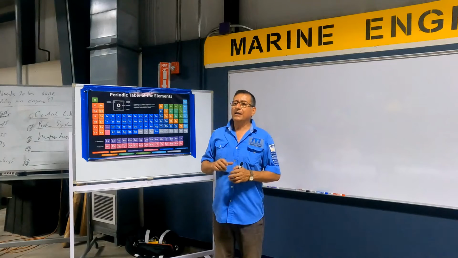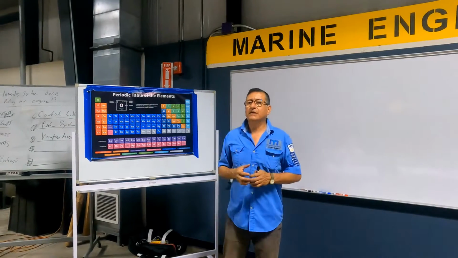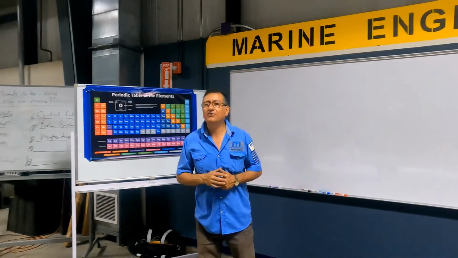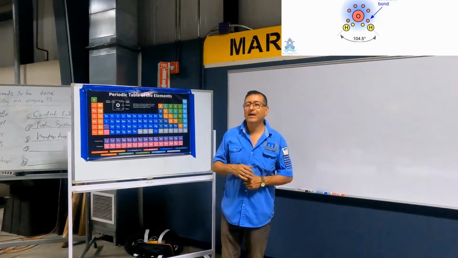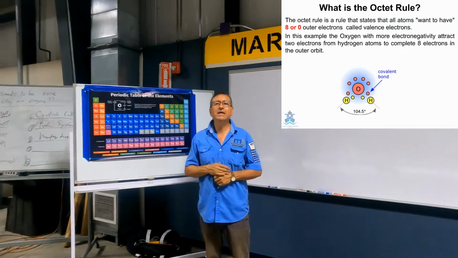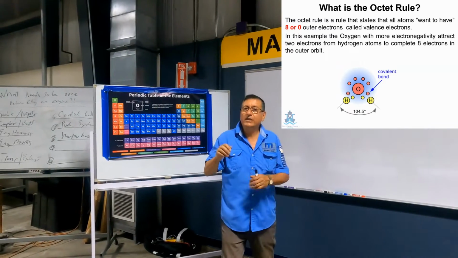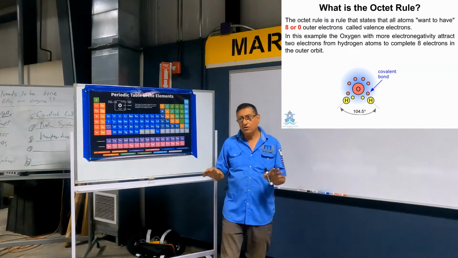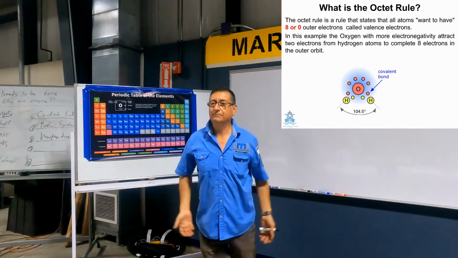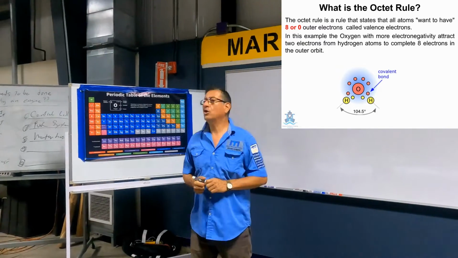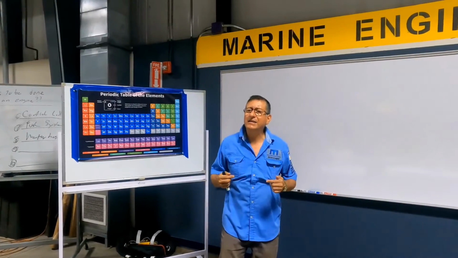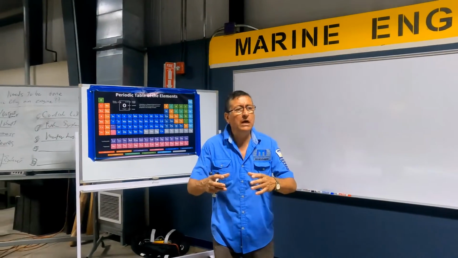You remember that all the elements try to complete 8 in the last orbit. How many? 8, or 0, to be stable. They try to gain or release electrons to complete 0 or to complete 8. What is the name of that rule? Octet rule. How can I add electrons to another electron?